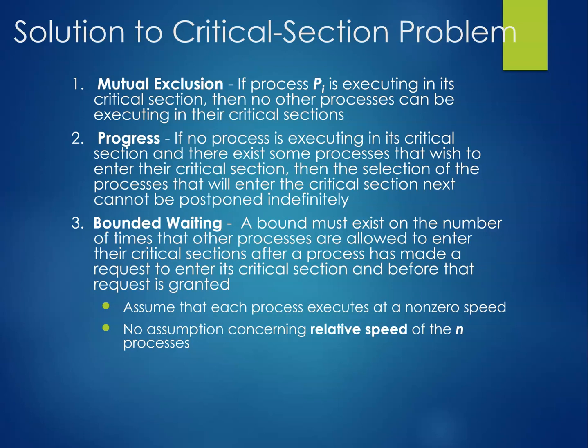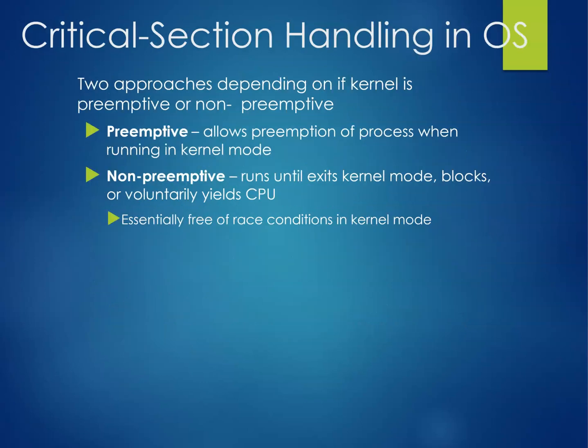Bounded waiting: a bound must exist on the number of times that other processes are allowed to enter their critical sections after a process has made a request to enter its critical section and before that request is granted. So basically, each process executes at nonzero speed, and no assumption concerning the relative speed of the n processes can be made. This is also to protect against lockout.